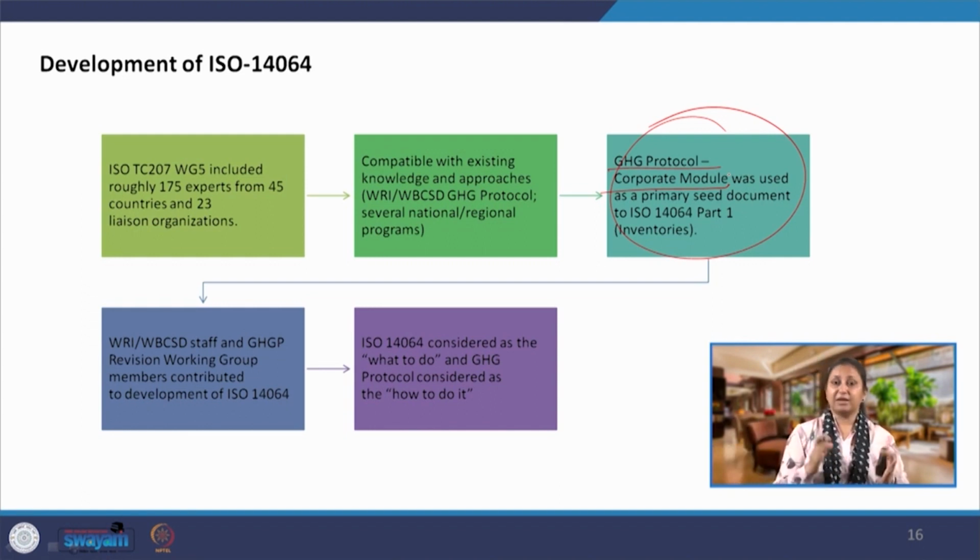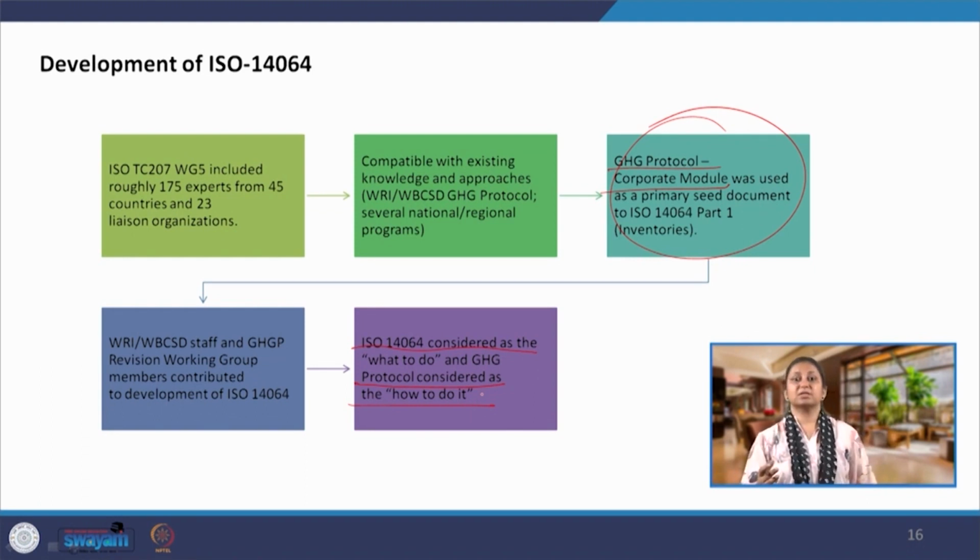Now, as it is maturing more and more today, in the next lecture what we will see is that ISO 14064 is considered as the what to do. So, what all needs to be done if we want to report, measure, monitor the GHG emissions, and GHG protocol is considered as how to really do it. So, what do we want to do? Inventories, organizational boundaries and all that, what do we want to measure, monitor, and then how to really do it.